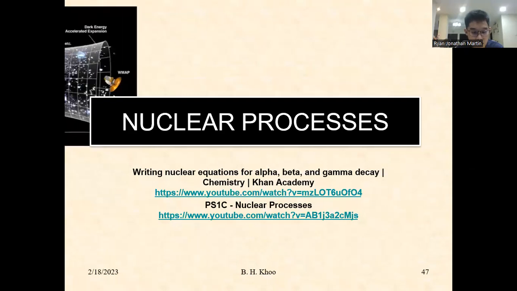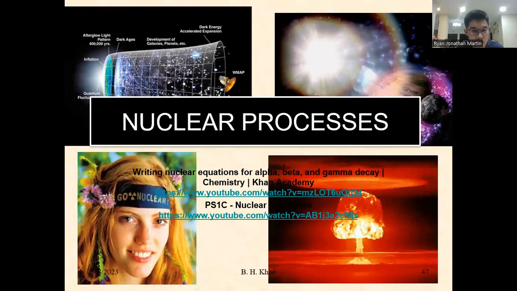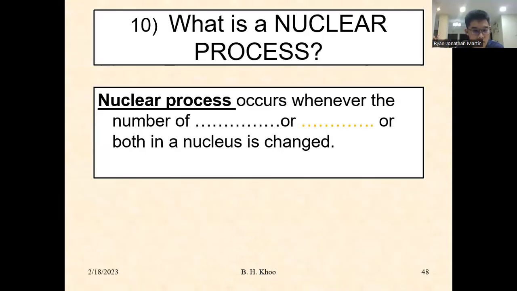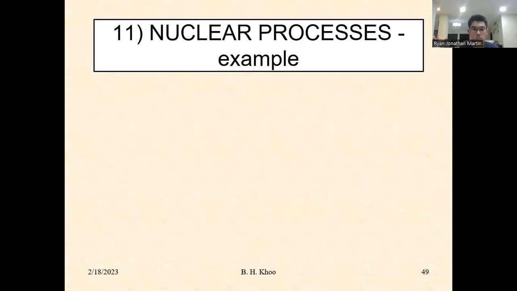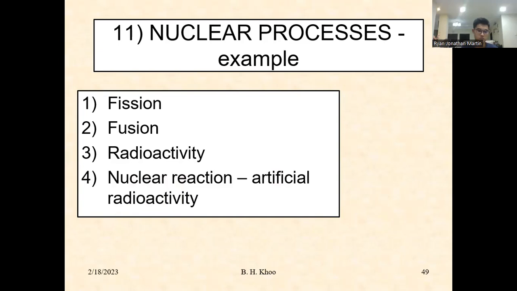Let's go to nuclear processes. Nuclear processes occur whenever the number of neutrons or protons or both in the nucleus are changed. Right? Whenever the mass number of the nucleus is changed. Examples of nuclear processes: fission, fusion, radioactivity, nuclear reaction, artificial radioactivity.